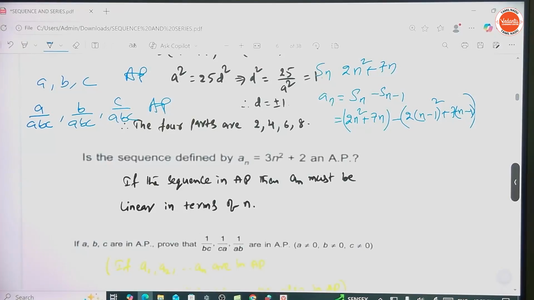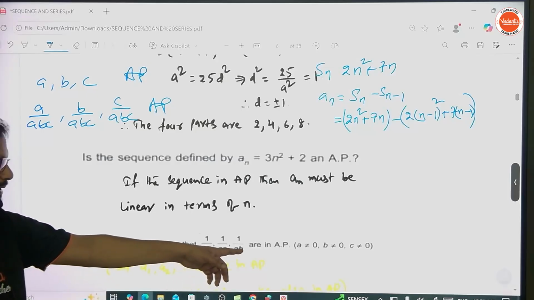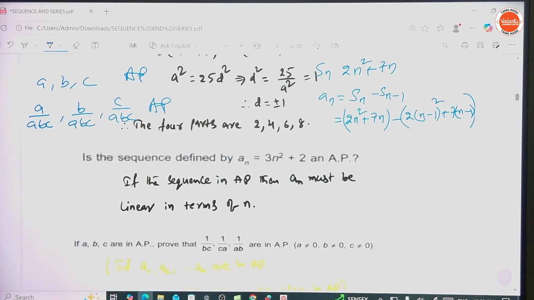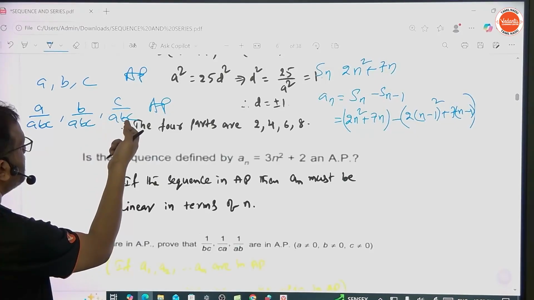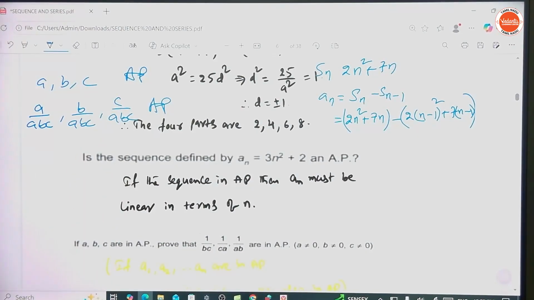Just by multiplying, the common difference may be different, but I'm not asking about the common difference. I'm asking whether it will be in AP or not. So obviously this is nothing but 1 by BC, this is 1 by AC, this is 1 by AB. So obviously they are in AP. Okay?